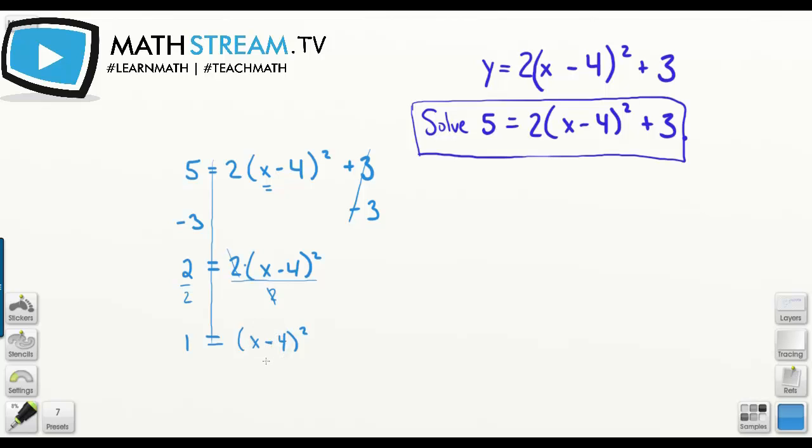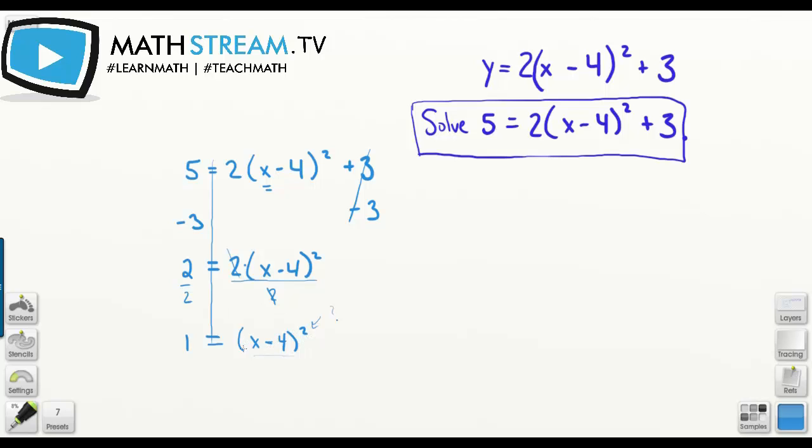Okay, now how do we solve for x? What's the next layer? Well, the next layer is actually this squared part, the parentheses squared. It's taking everything inside and it's multiplying it by itself. X minus 4 times x minus 4. How do we get rid of a square? The opposite of addition was subtraction. That's how we got rid of addition. The opposite of multiplication was division, so we got rid of the 2. Now lastly, what's the opposite of a square? How do we get rid of it?